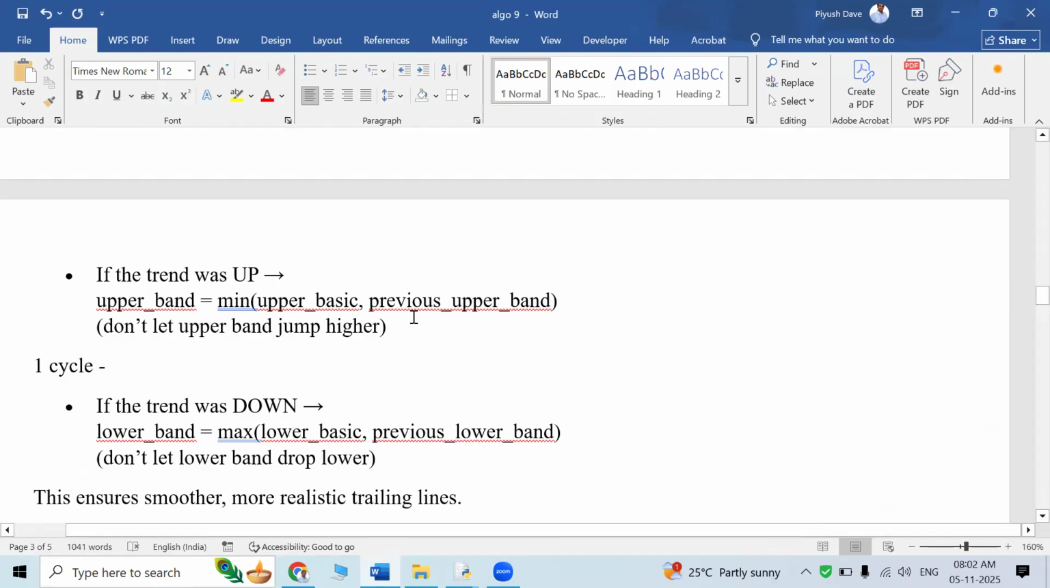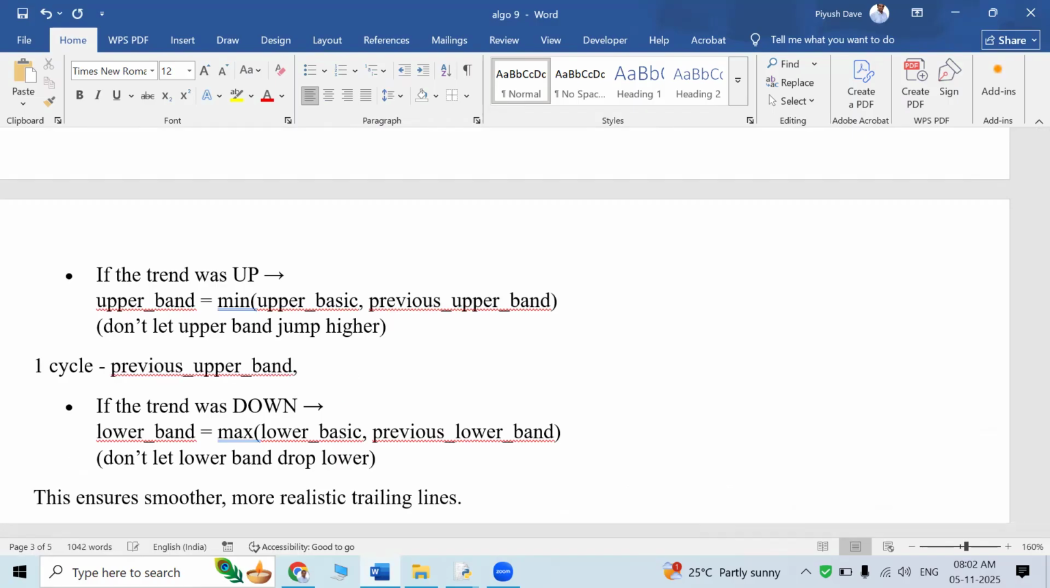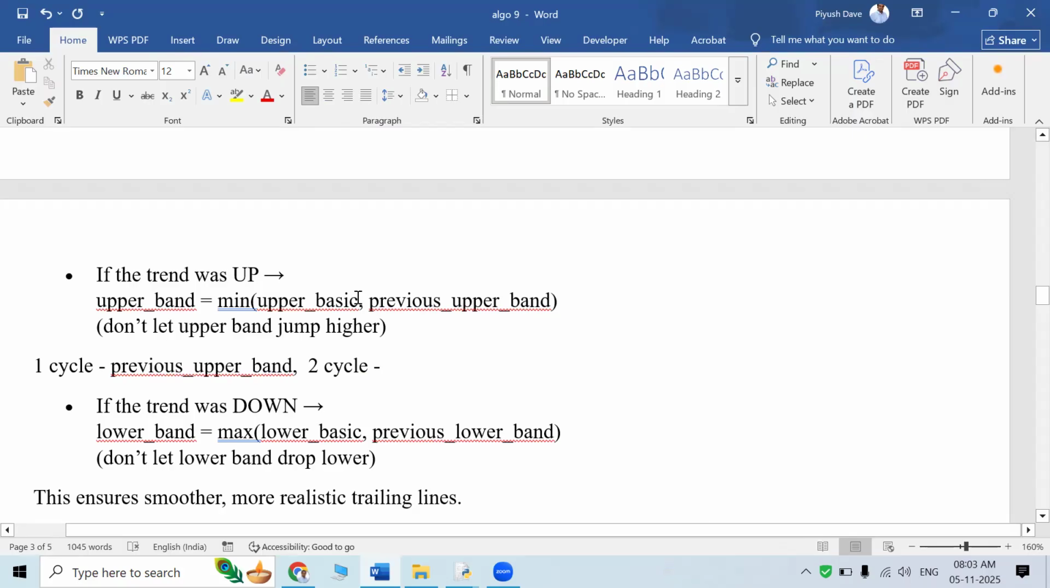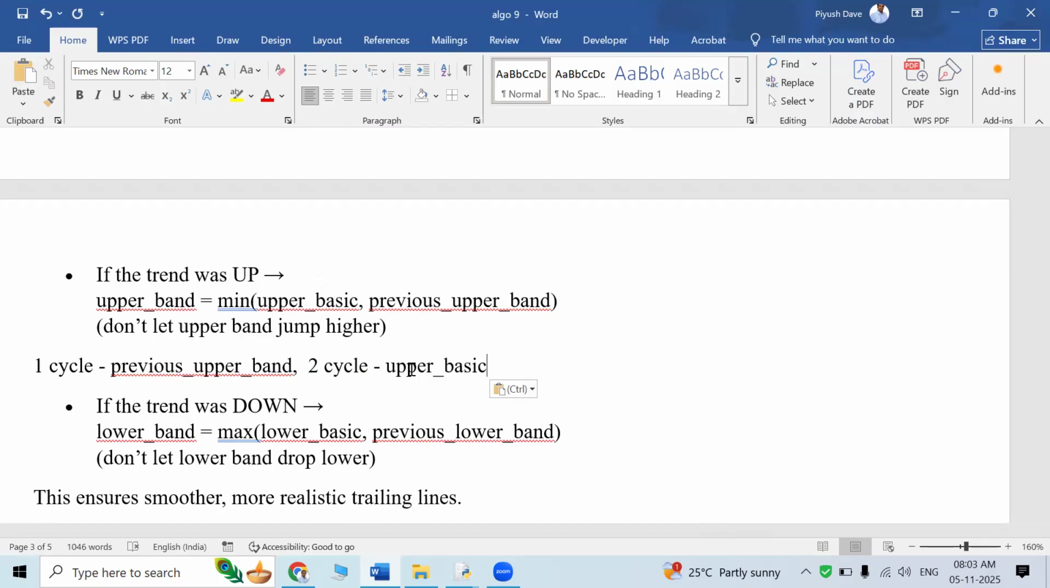For the second cycle we have the upper basic from the first cycle that is considered to be the previous upper band. For the second cycle, it's called upper basic which has been calculated currently. So we are going to choose the minimum of that. Now why this minimum of that? So that won't change the upper band continuously for each change in the price.